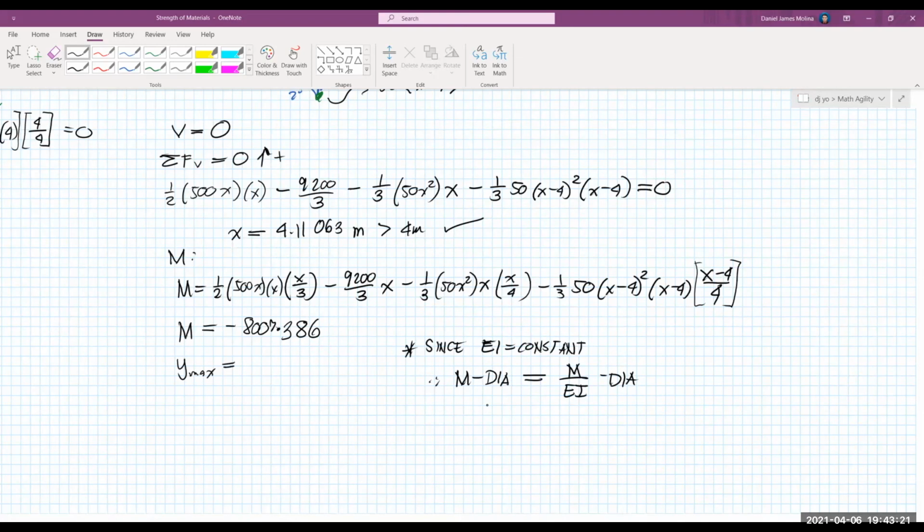But since EI is constant all throughout the beam, this is actually our maximum moment of the conjugate beam. So we'll just have to divide it by EI to give us the maximum deflection. Therefore, our maximum deflection on the beam is 8007.386 over EI. We just used a different method in solving for deflections. So this is our maximum deflection of the beam.